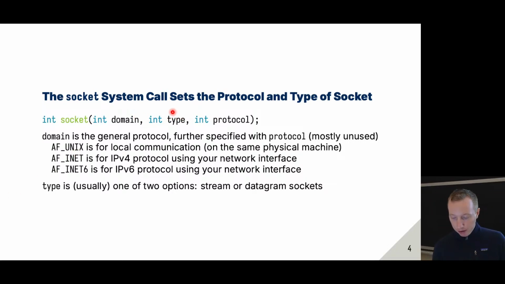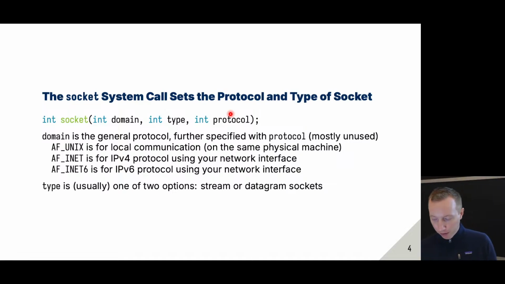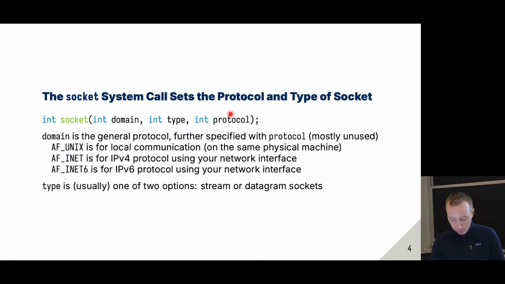So the type, there's usually two options, stream or datagram sockets, and in a networking course, you might have heard the term like TCP or UDP. So these things I'll show you, they just mean the same thing, they're just called a generic name. And then this third parameter, protocol, pretty much it's always 0, mostly unused, and we will not use it either, but it is there just in case some new type of name comes along.